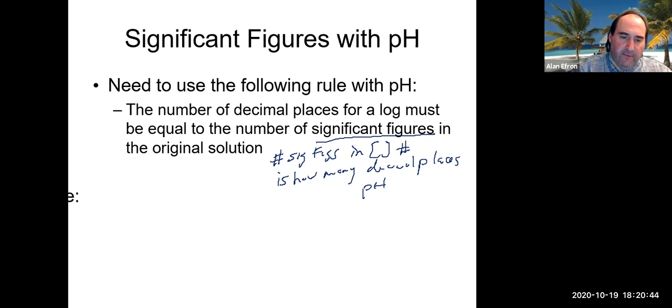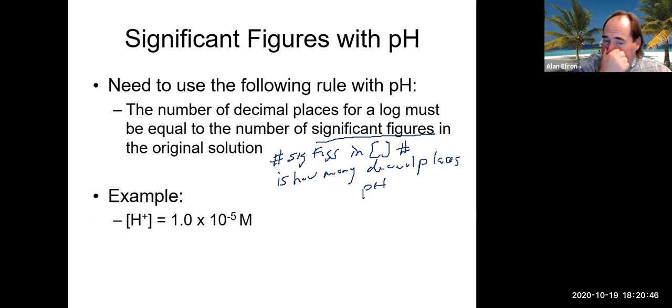So let's just try one here and make sure everybody gets the right pH. Calculate what the pH is of a solution that has a concentration of 1 times 10 to the minus 5, and do it to the right number of significant figures and see what you come up with.